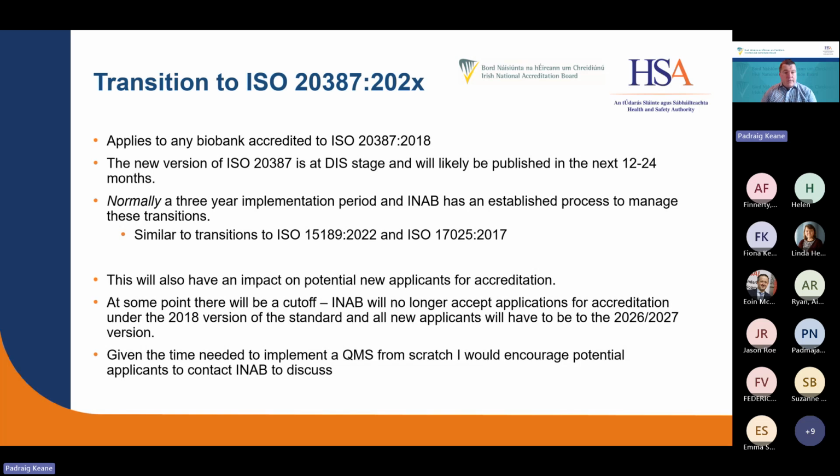Given the time needed to implement a quality management system from scratch, I'd encourage potential applicants to contact us to discuss within the next year or so, because you don't want to put a huge amount of work into putting in place a system that meets the requirements of 2018, only to find that when we come to do the assessment, we'll be assessing against the new 2026-2027 version. So that is something to bear in mind. If any of you know colleagues within the medical accreditation area, ISO 15189, they went through a similar process over the past 2 years in the transition to the 22 version of the standard.